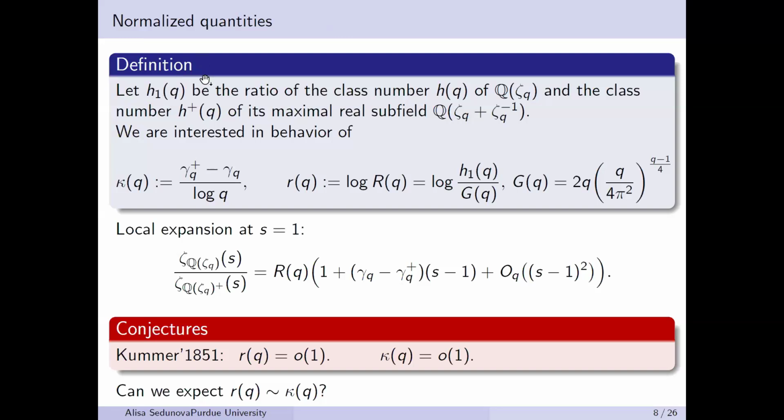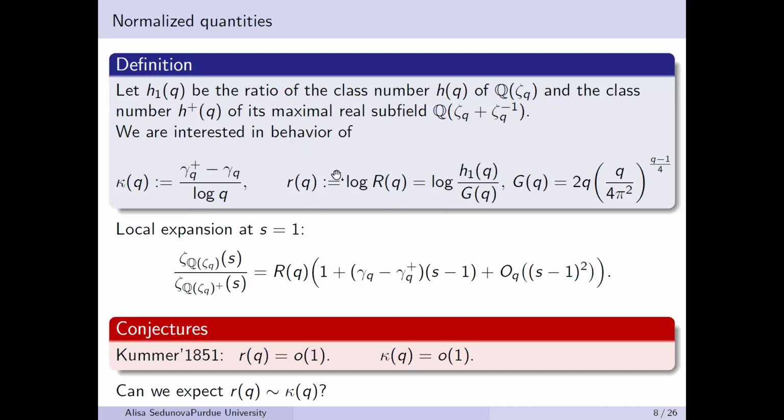So let's denote H1 of Q to be the ratio of the class number of Q adjoint zeta of Q and the class number H plus of Q plus, the maximal real subfield. Then what we are interested in is the behavior of kappa of Q, which is the normalized difference of Euler-Kronecker constants, normalized by log Q, and little r of Q, which is the logarithm of capital R of Q. And my R of Q is actually related to this H1.